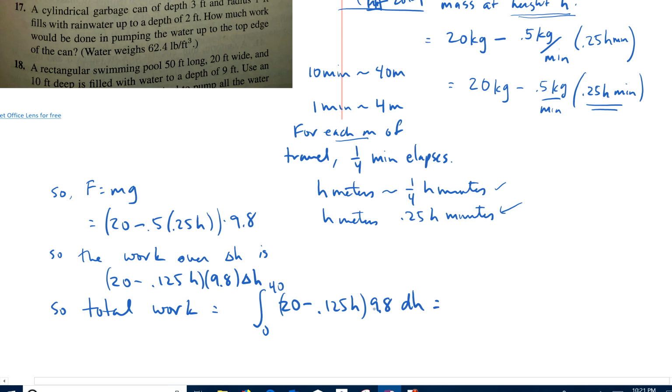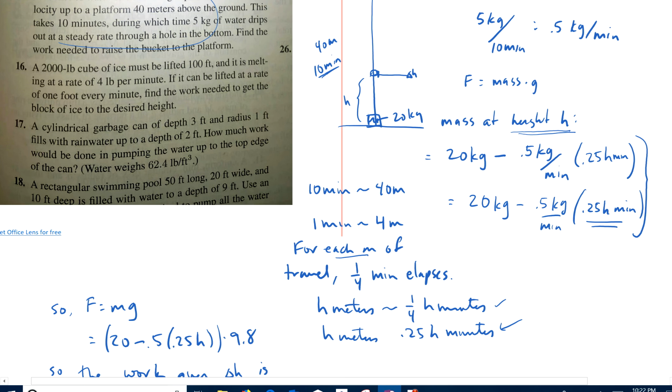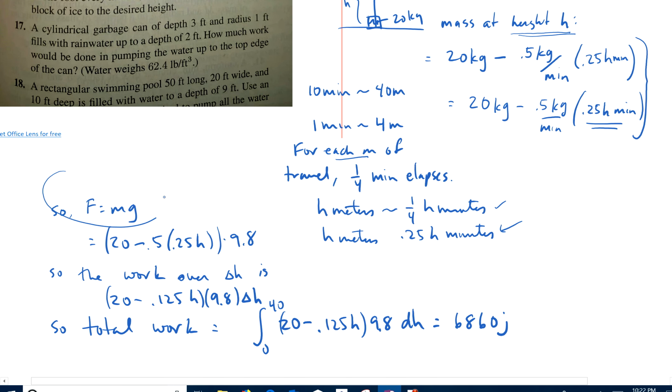And if you do that, that's an easy one to do by hand. Pull out the constant, and if you do that, you get 6860 joules. This is a tough one because it involved having to figure out a formula for what's the mass at any time t, or at any position h, that the bucket's moving up. Once I find the mass, then I can use this to find the force, and then I can use that to find the work, and then we're good to go. Alright.